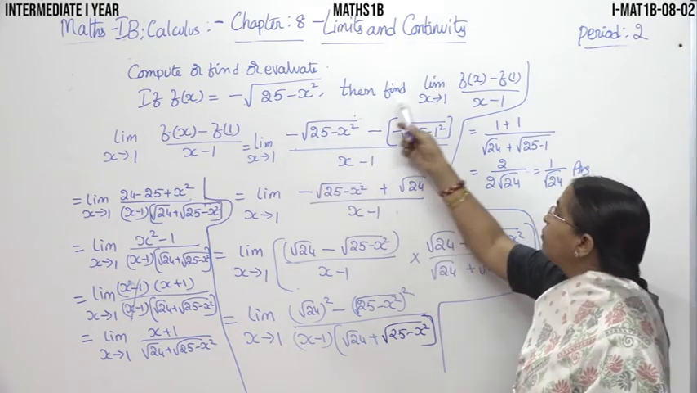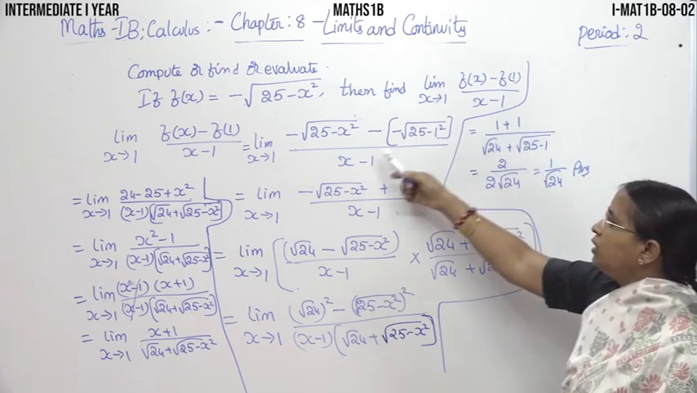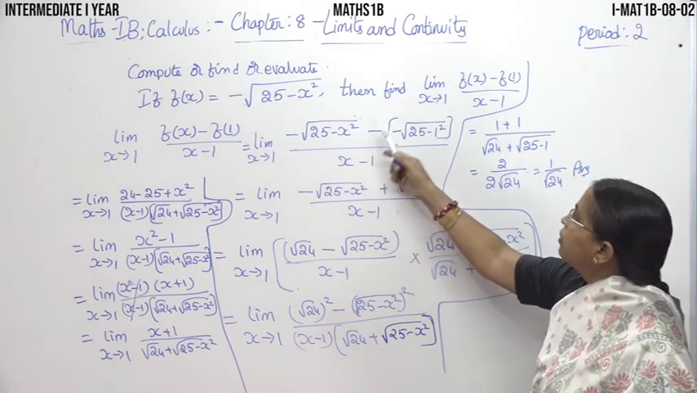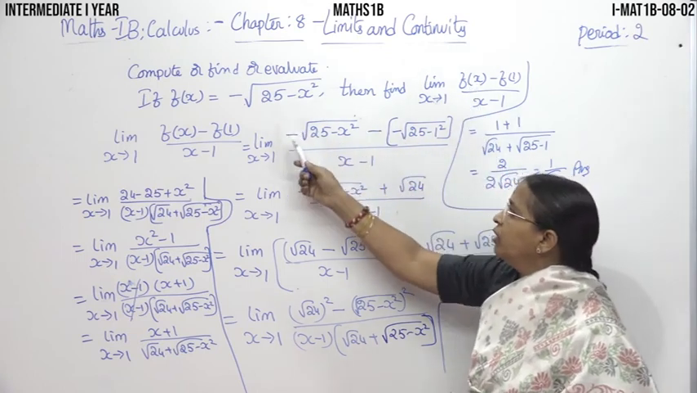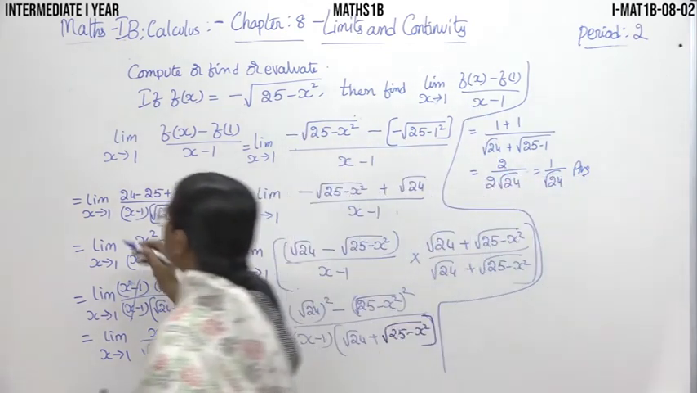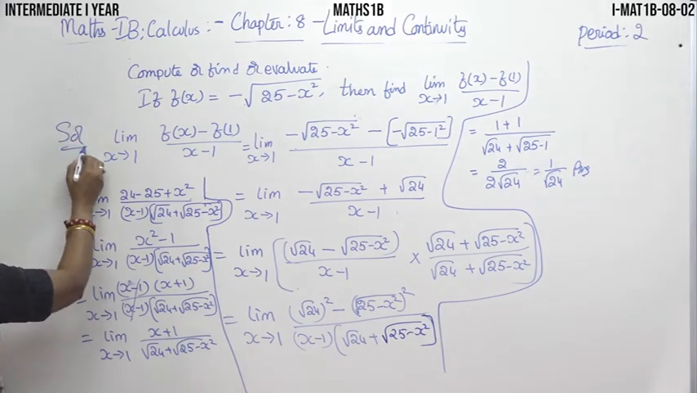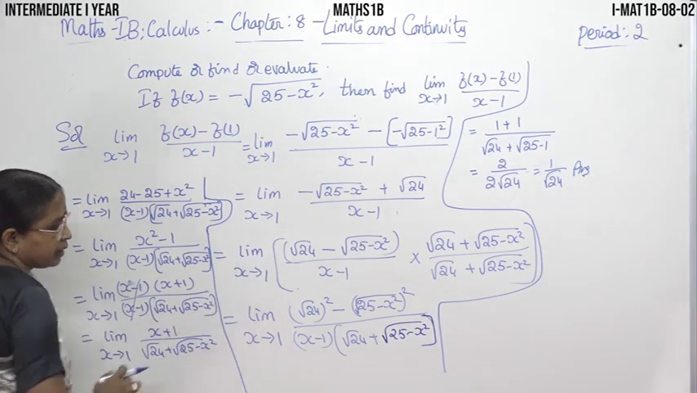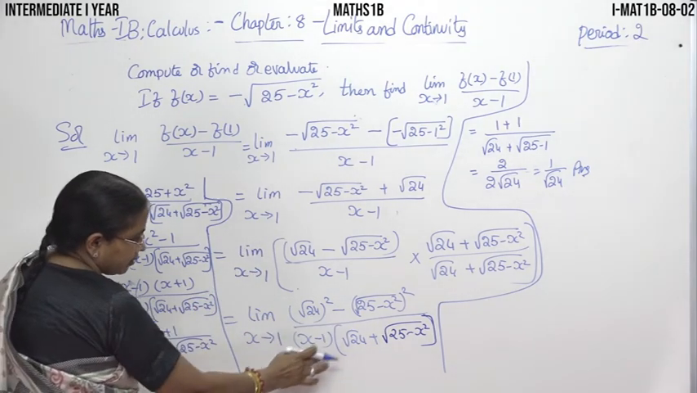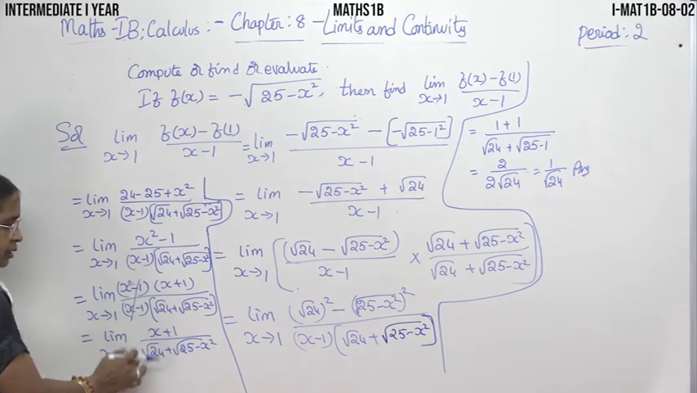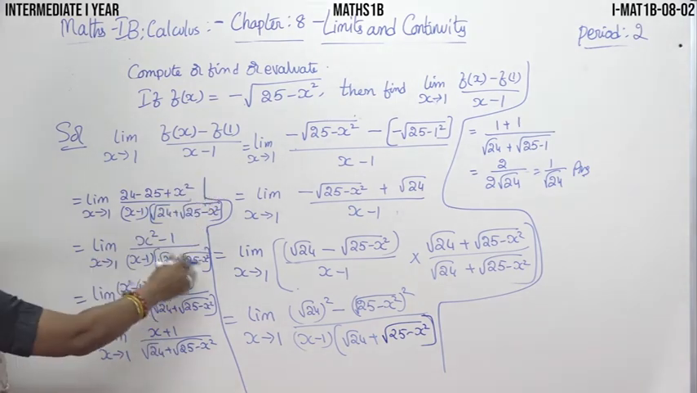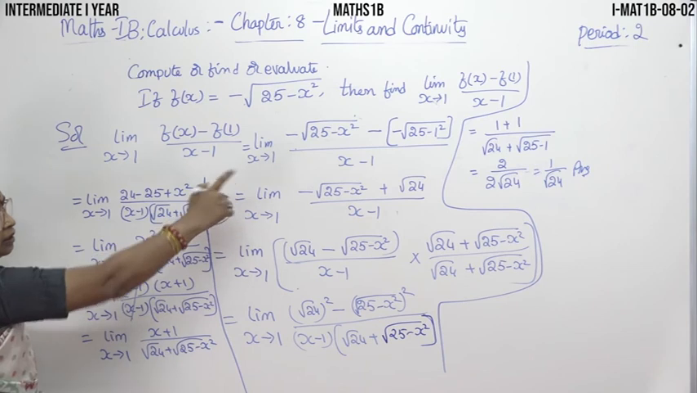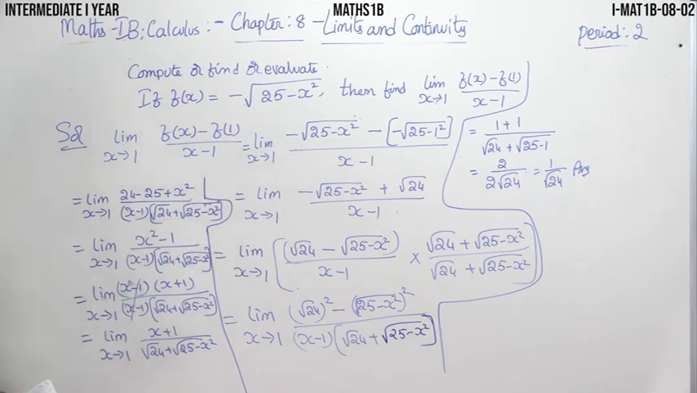So whatever is asked, you simplify that. Limit x tending to 1 of f of x, f of x is given. So write down, this is the solution. So f of x minus f of 1 by x minus 1. Simplify properly. Write the symbol, sign and all clearly. Then you can easily solve the problem. So after this it is here, then it is there, 2 by 2 root 24. 2 gets cancelled.